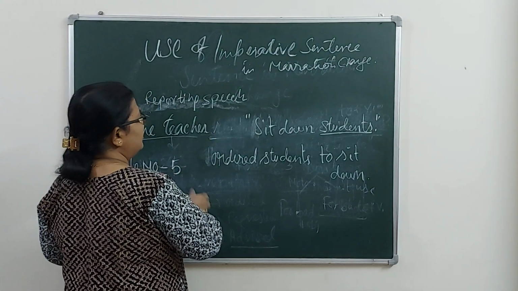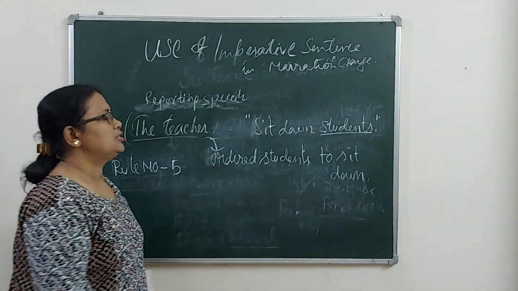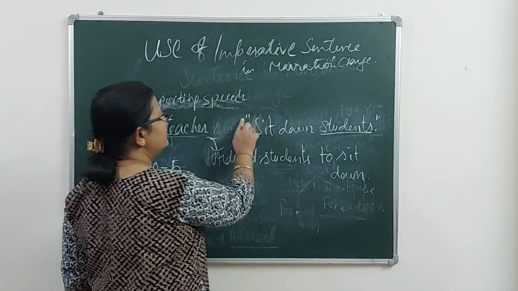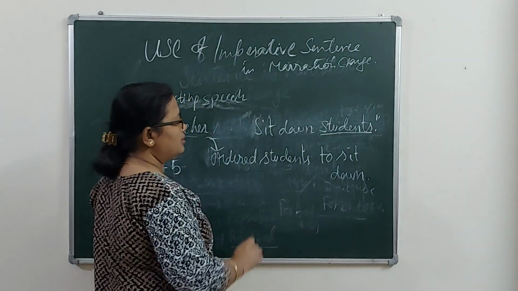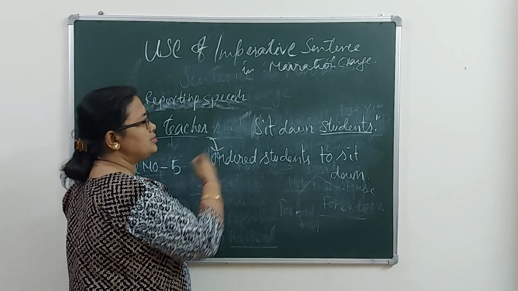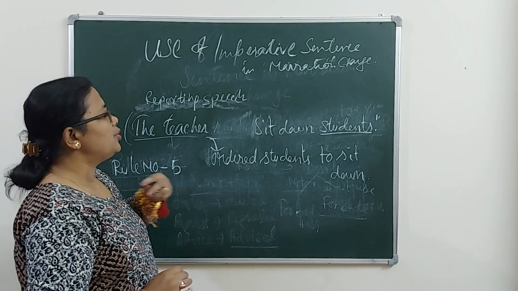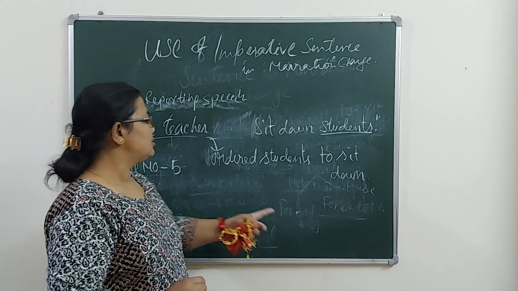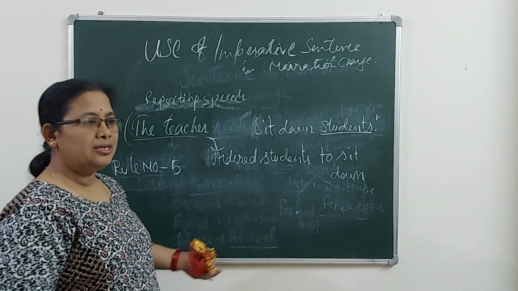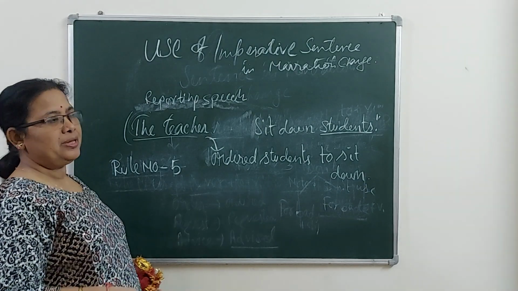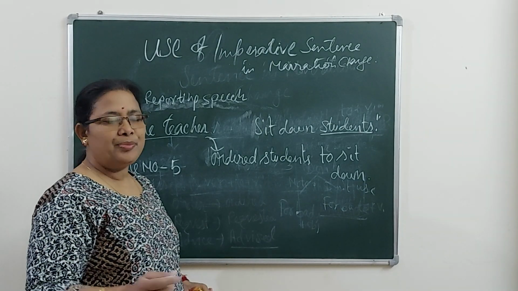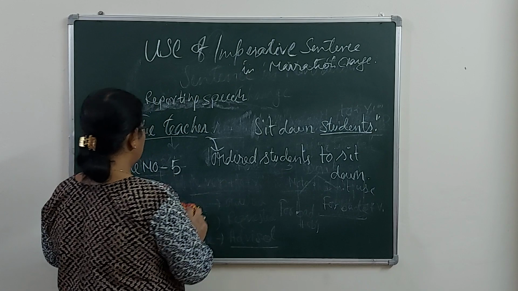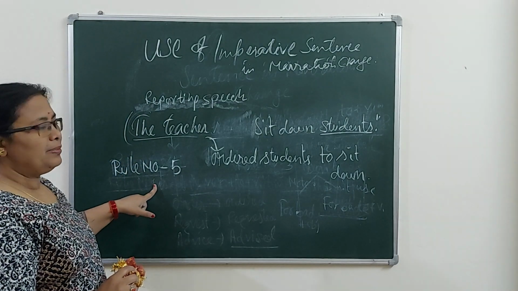Instead of said, the teacher ordered students to sit down. Is it clear? Suppose it is given here: sit down, children. So, ordered the children. Ordered me, sit down. You sit down. So, ordered me to sit down. Sit down, you people. So, ordered the people to sit down. In this way, as many as possible, you can make your own sentences, so practice it. And after that, if you find any problem, you ask me questions. Right? Rule number 5 completed.